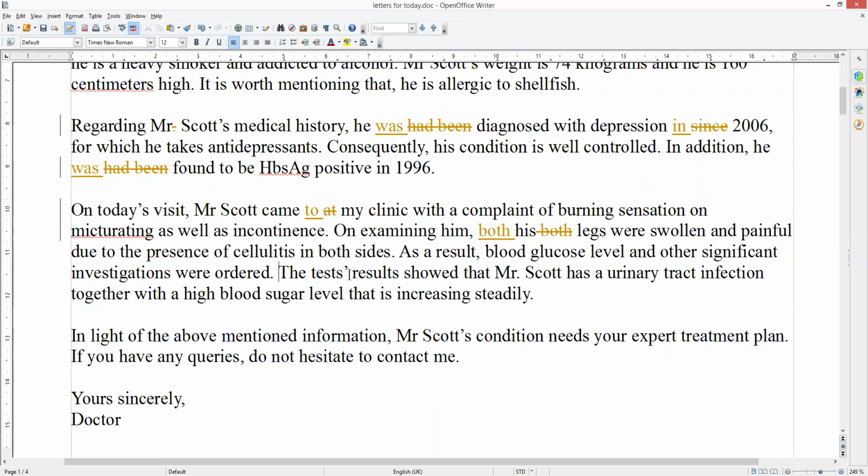"The test results show that Mr. Scott has urinary tract infection." How those shows? Now I know what you want me to do. You want me to produce an expert treatment plan.